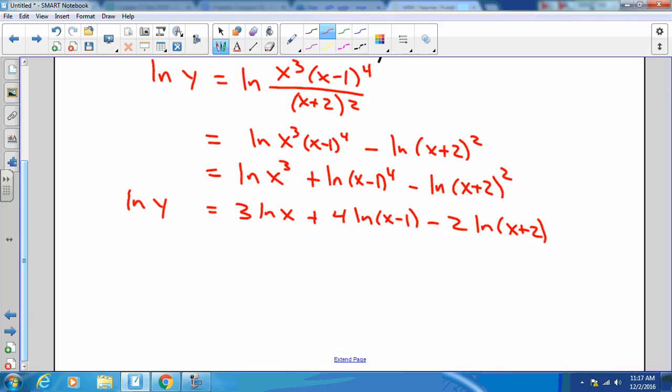Now that I have all of this, which is still equal to ln y, I'm ready for a derivative, and the virtue of my logarithmic decomposition comes into play. On the left-hand side, 1 over y times y prime. On the right-hand side, I can now go term at a time, and I get 3 times 1 over x, plus 4 times 1 over x minus 1, times the derivative of the inside, which is 1, minus 2 times 1 over x plus 2 times the derivative of the inside, which is 1 again. That wasn't hard.